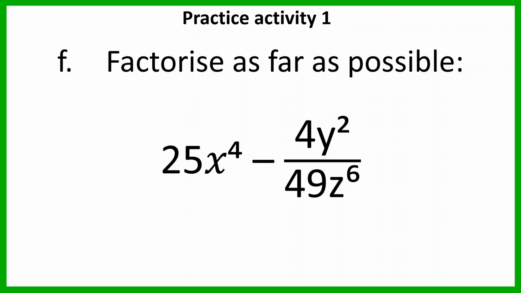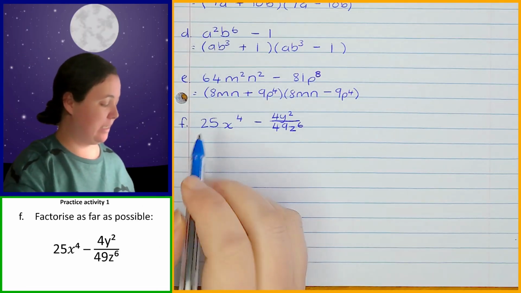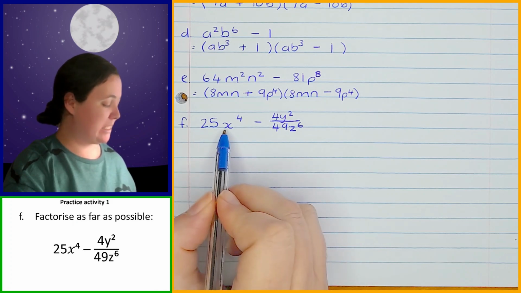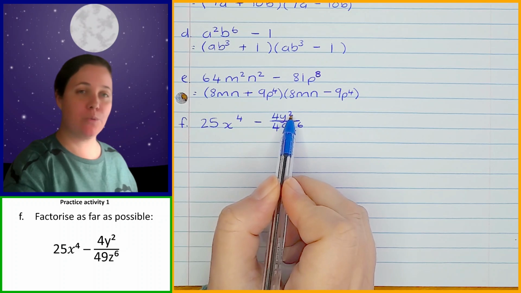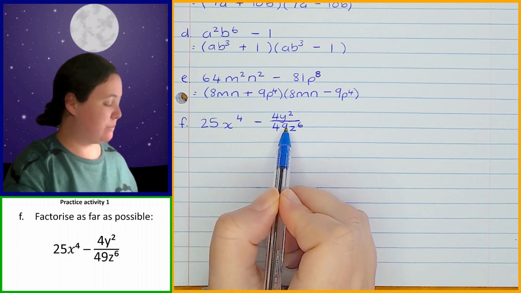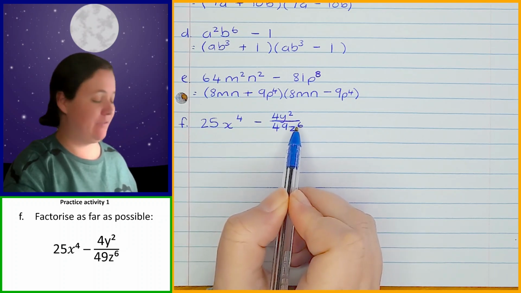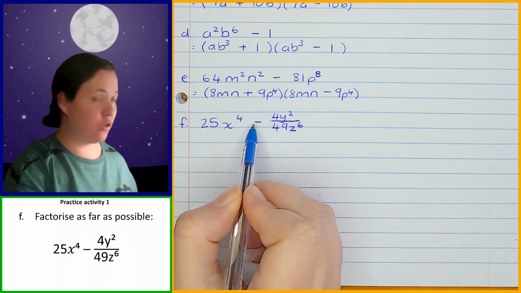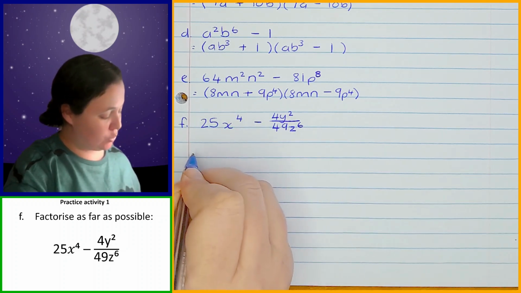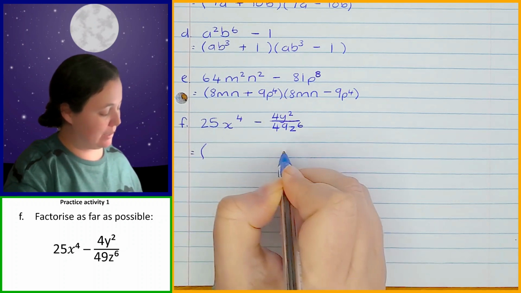Okay, so let's go through that question. Right, so over here, 25 is a perfect square, x to the power 4 has an even exponent, 4 is a perfect square, y squared has an even exponent, 49 is a perfect square, and z to the power 6 has an even exponent. So I've got two terms that are both perfect squares, and I've got a minus. So this is difference of two squares. So I'm going to start off by putting down my brackets.